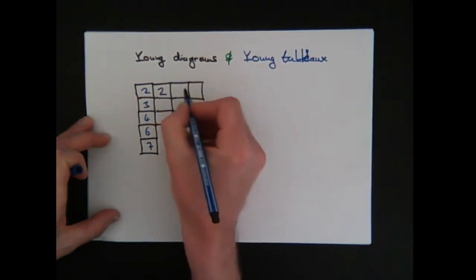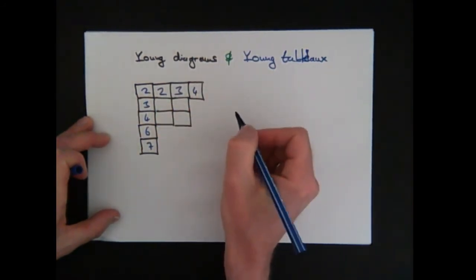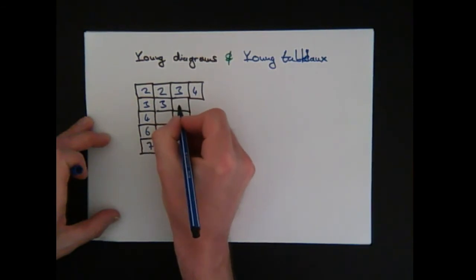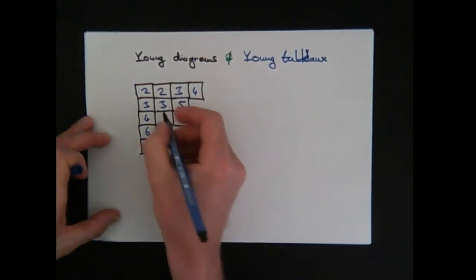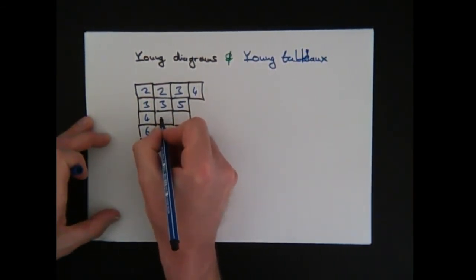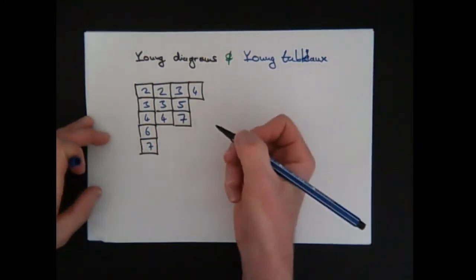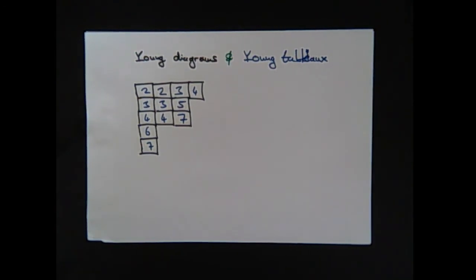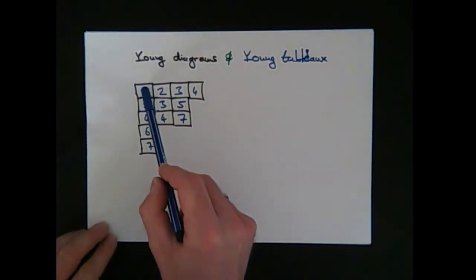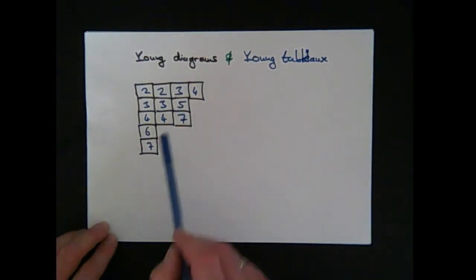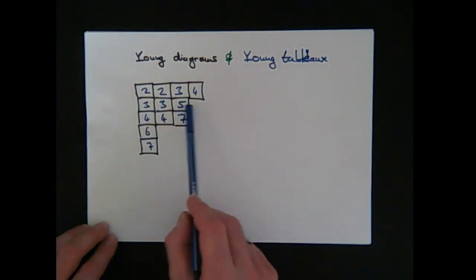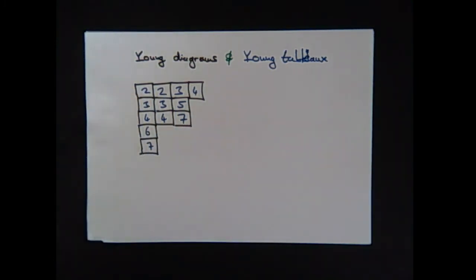So we could have 2, 2, 3, 4 here. Could have another 3 here, maybe a 5 here. So now this could be another 4 here and maybe a 7 here. So now we have increasing numbers in columns and non-decreasing numbers in rows.